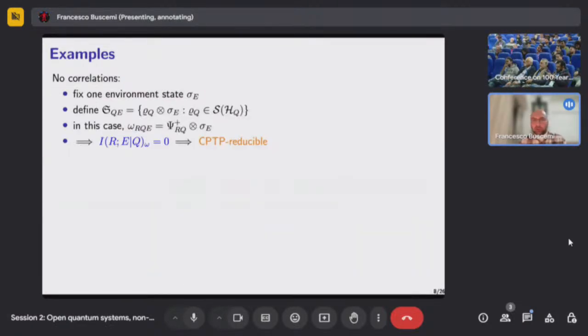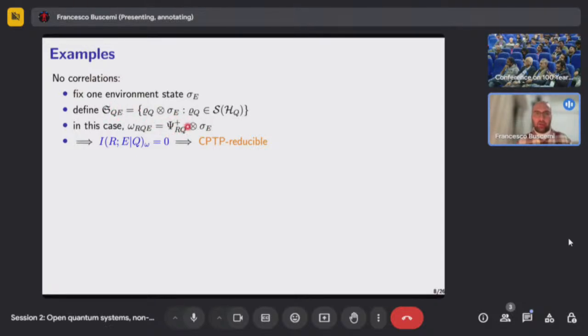All right. So then the simplest situation, the situation of no correlation, this is the textbook situation. Of course, this falls within the framework of preparable initial conditions. You define this set as the set where sigma E is fixed, okay? So the state of the environment is fixed, whereas rho Q is free to vary through all possible density operators of the system.